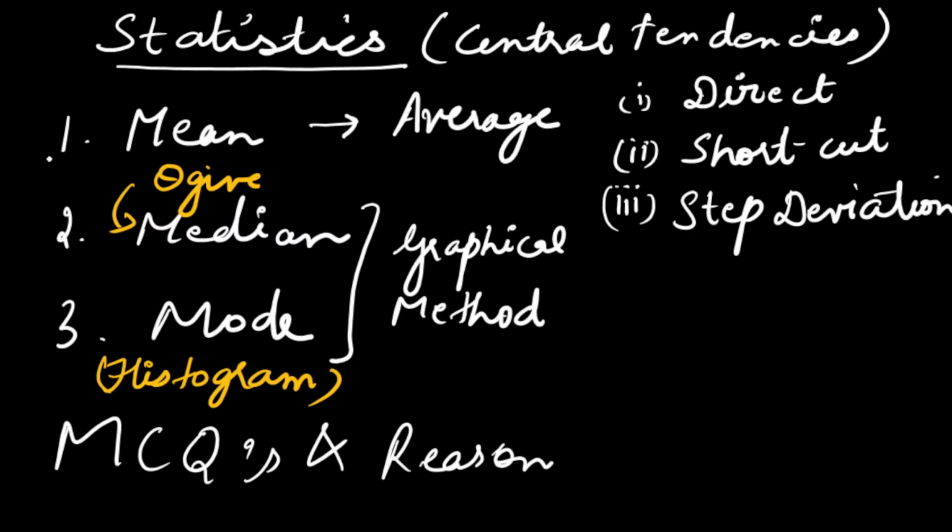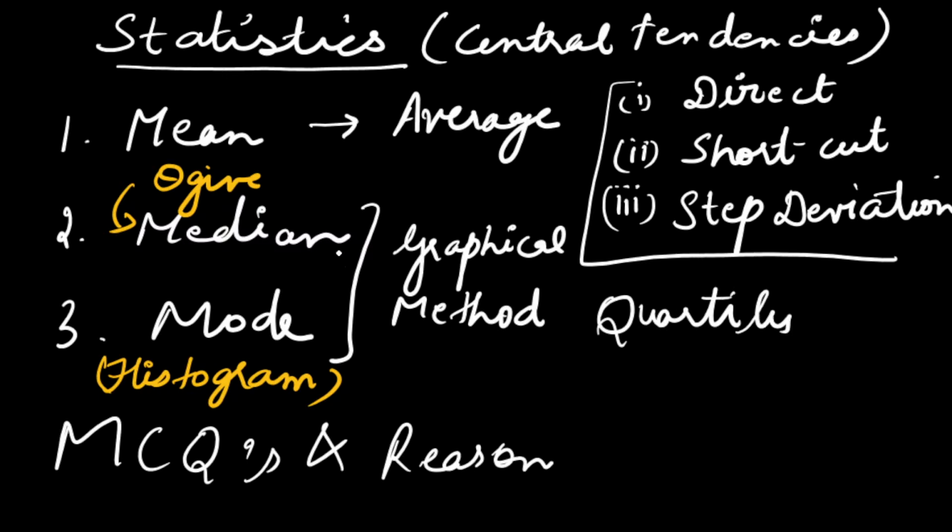First question: which of the following cannot be determined graphically for a grouped frequency distribution? I have told you in the introduction, mean we have to find using the formulas. Median and mode, and another quantity known as quartiles, we find with the help of the ogive graph. So the quantity which you cannot find using a graph is mean.